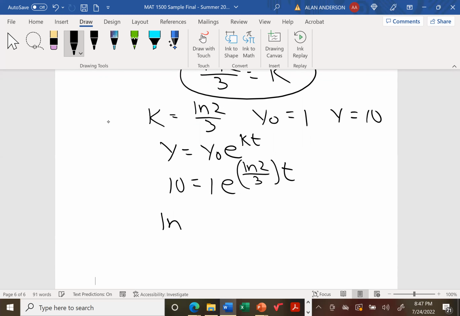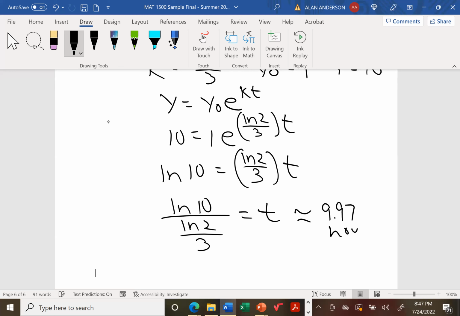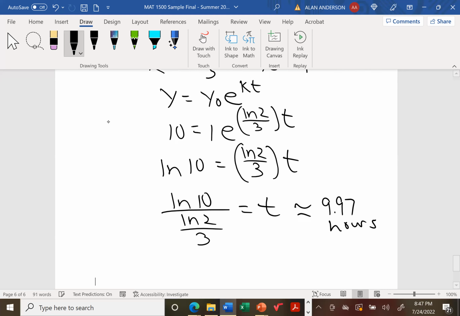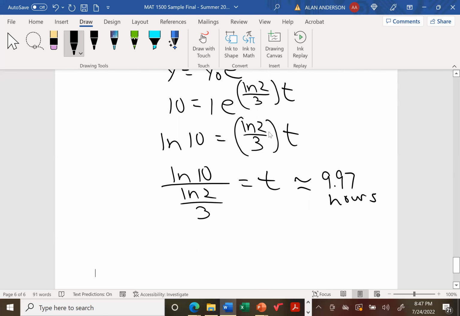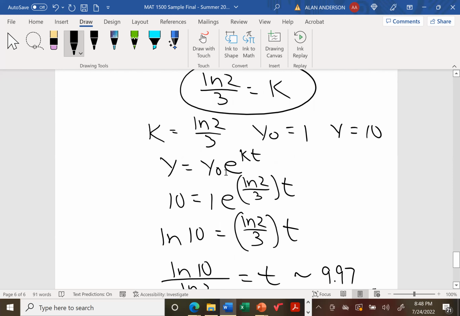So this means that log 10, and so when you're done, this is the actual answer. That's how long it takes for the colony to have multiplied by 10. Now, if you were to plug that into a calculator, this is approximately equal to 9.97 hours. Okay. Now we have next, let's see, what's next? 354.